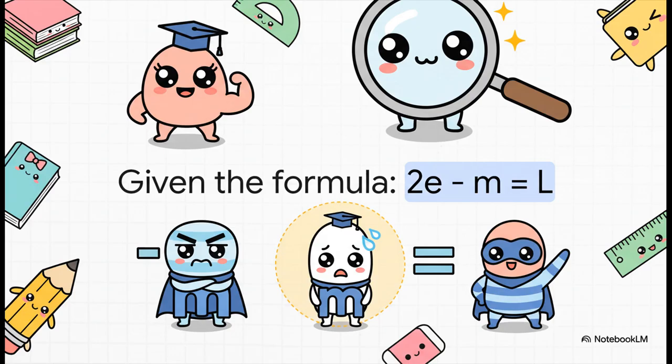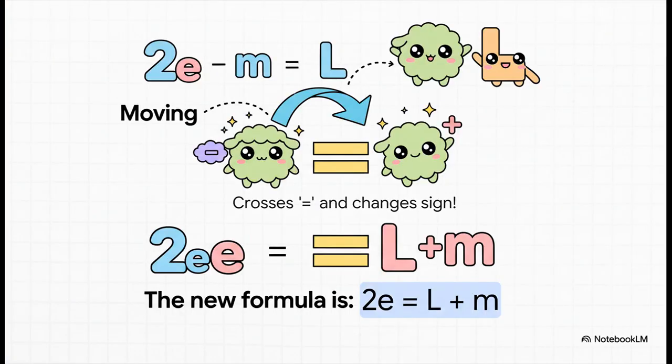Okay, enough talk. Let's see this thing in action, right? So here's our formula. 2e minus m equals L. And our mission, should we choose to accept it, is to get e all by itself. Make it the new subject. All right, step 1. We got to deal with that minus m. We're going to PINDA, move it right across the equal sign, and what's the rule? When subtraction crosses over, it becomes addition. Just like that, we have 2e equals L plus m.